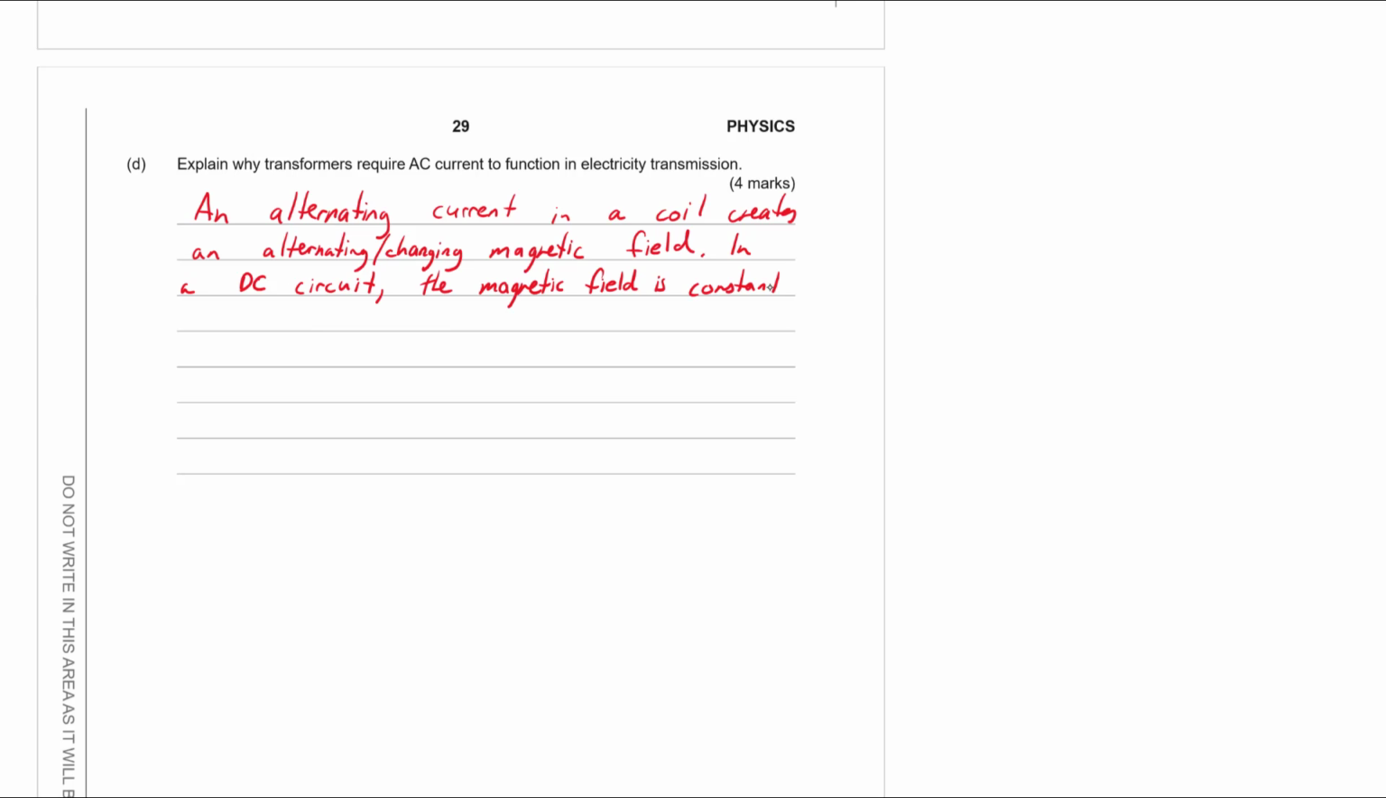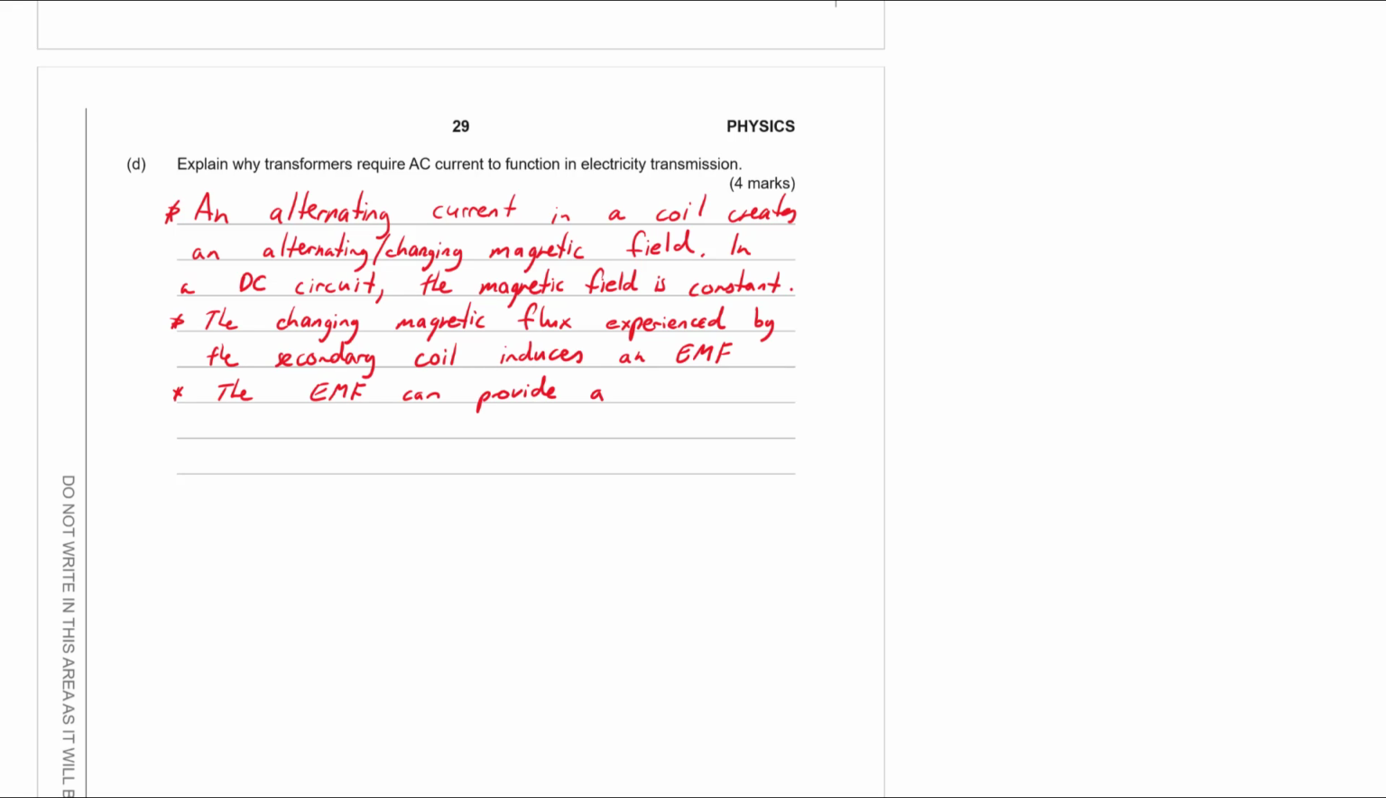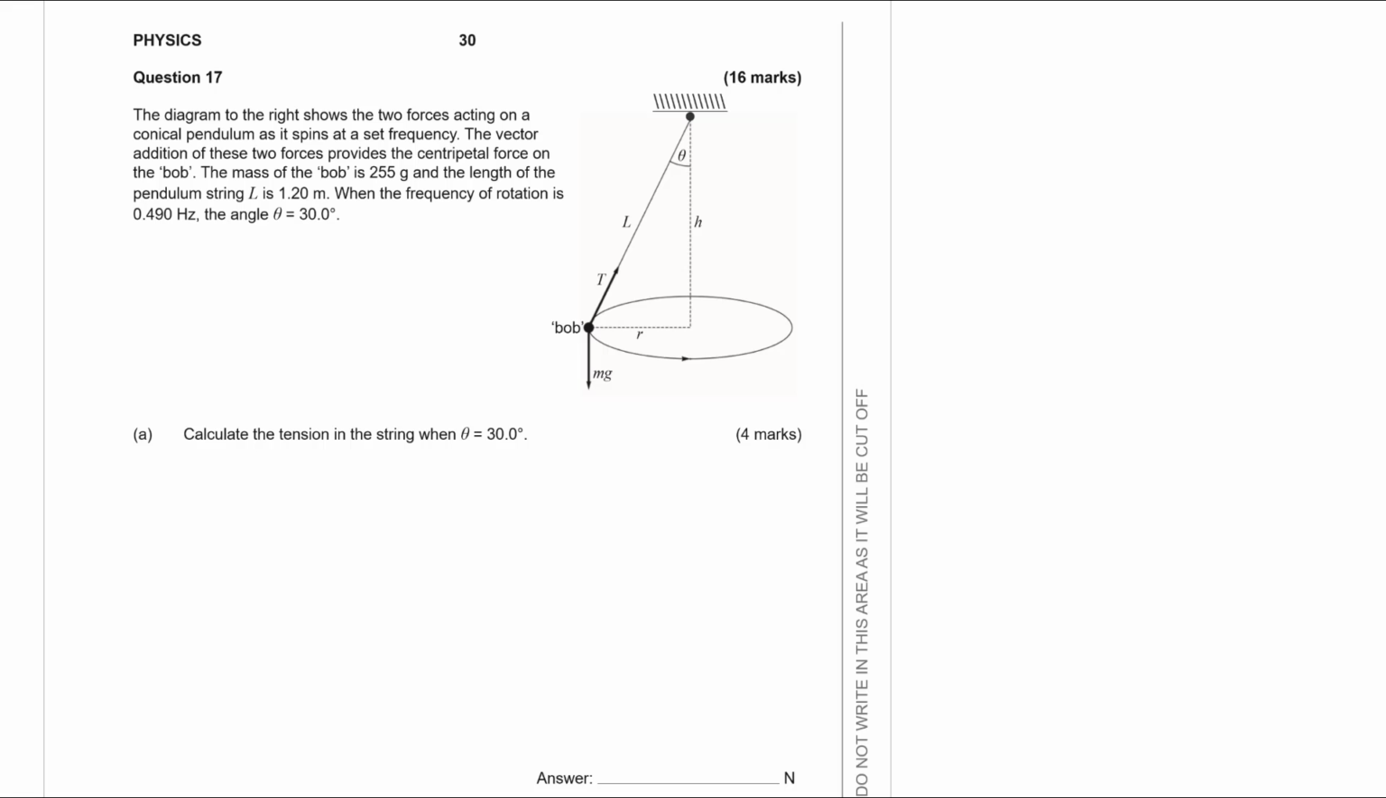Then the second point I've made is the changing magnetic flux experienced by the secondary coil will induce an EMF. And then the last mark would be to say, well, that EMF can provide a current through the transmission line, which would then allow us the transmission of electricity. And that's question 16. Okay, now we have question 17, which is the last for this section.